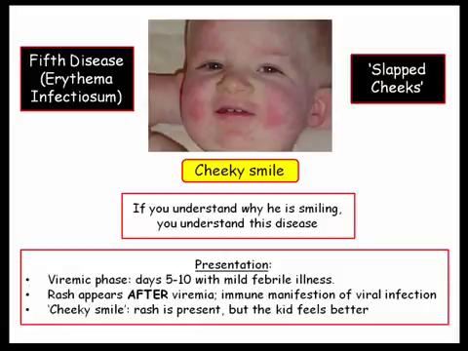So here's the presentation. Following exposure via the respiratory route, there is a viremic phase characterized by a mild febrile illness. The rash, however, does not appear until after the viremic phase. That is, the virus is gone. The rash is an immunologic manifestation. No virus will be cultured from the skin. So why is the kid smiling? The acute phase of the illness is resolved. The rash is a secondary manifestation.